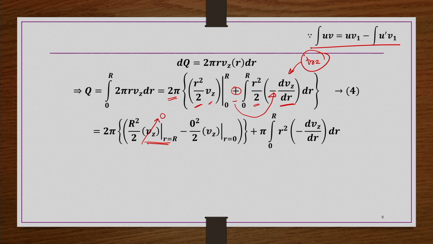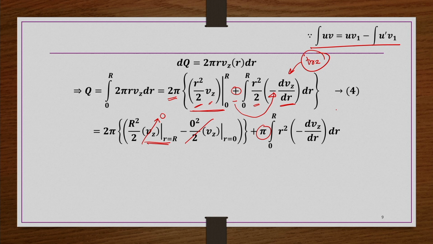So, 0 square by 2 Vz. That means this quantity is also 0. So, whatever this r square by 2 Vz is, if you substitute the upper and lower limits, overall you are going to get 0 anyway, plus this 2 pi multiplied by r square by 2. So, then 2 cancels out, and I can have only pi here, integral r square into minus dVz by dr times r.